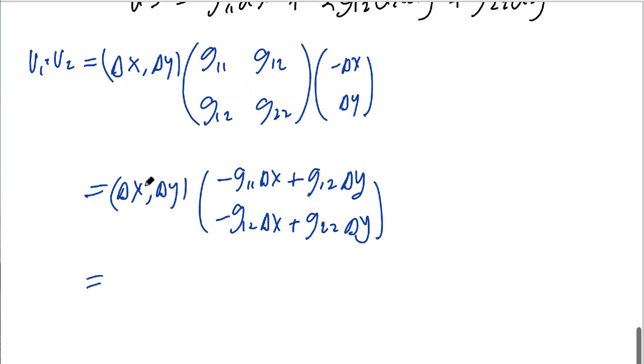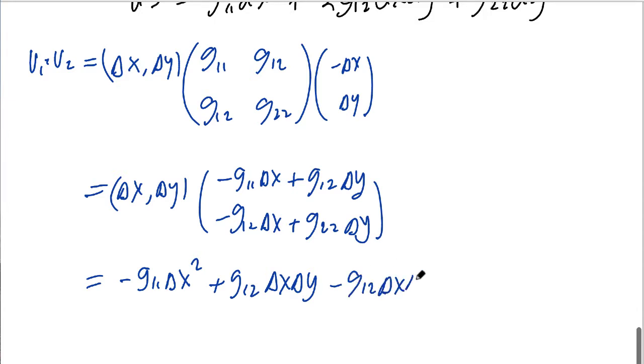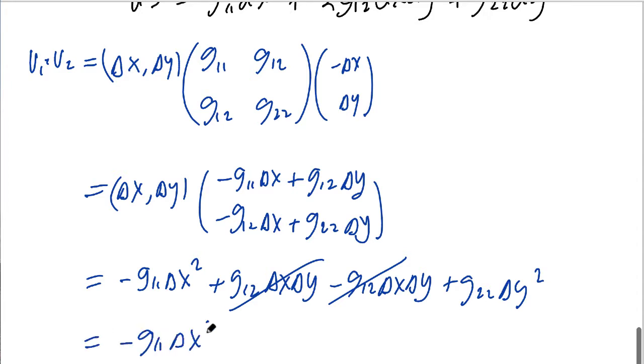Then simplifying that, we have delta x times all of this. That's minus g11 delta x squared plus g12 delta x delta y. Then delta y times this term is minus g12 delta x delta y plus g22 times delta y squared. These two terms cancel to leave us with minus g11 delta x squared plus g22 times delta y squared.